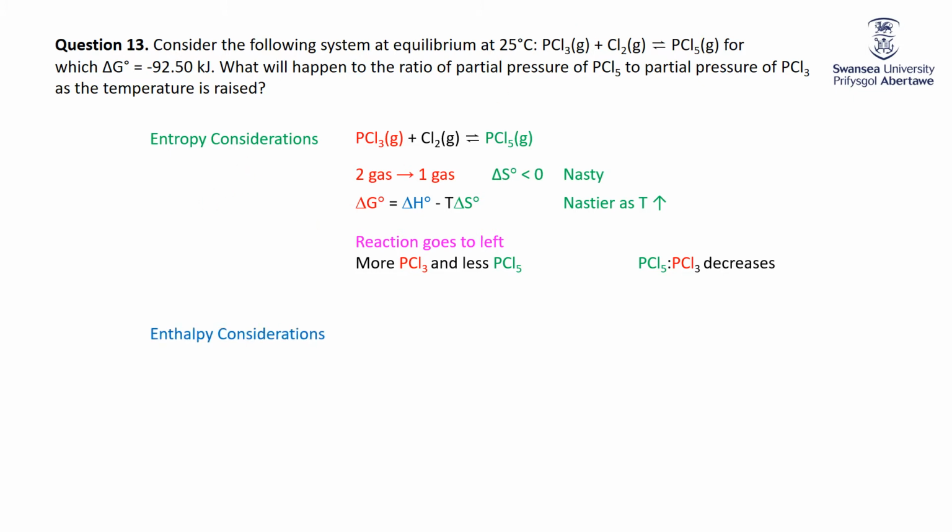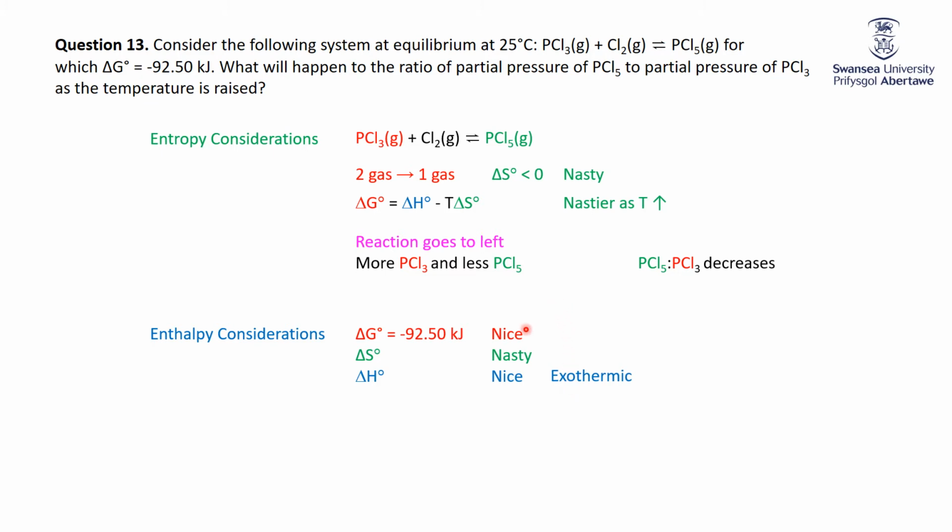How about enthalpy? Well, what we know is that delta G is minus 92.50, which is nice. And we know delta S is nasty. So the only way that you get a nice delta G when you've got a nasty delta S is to have a nice delta H. So in other words, the reaction is an exothermic reaction.